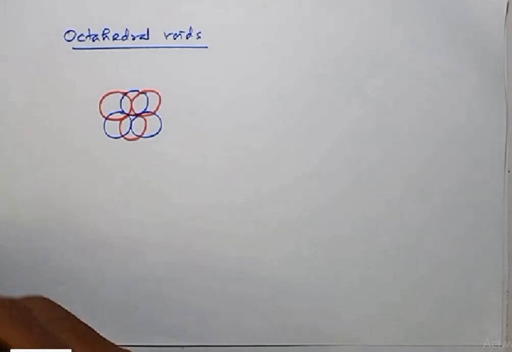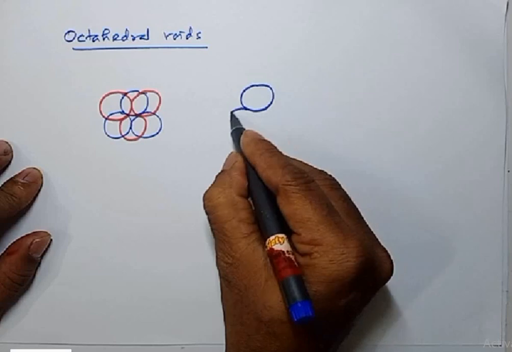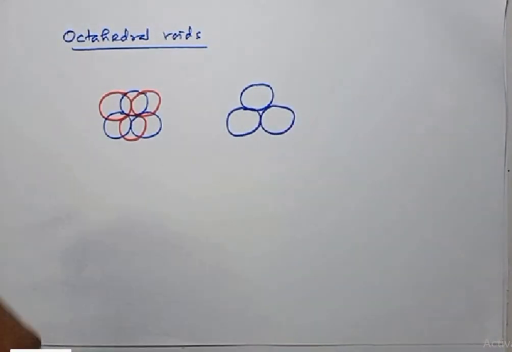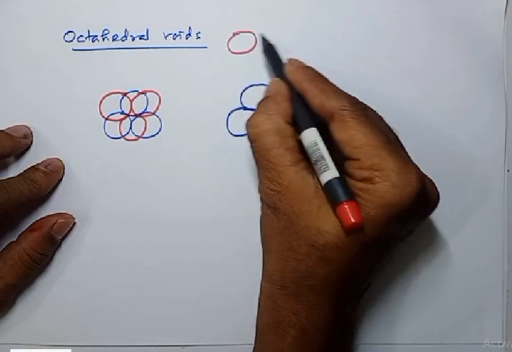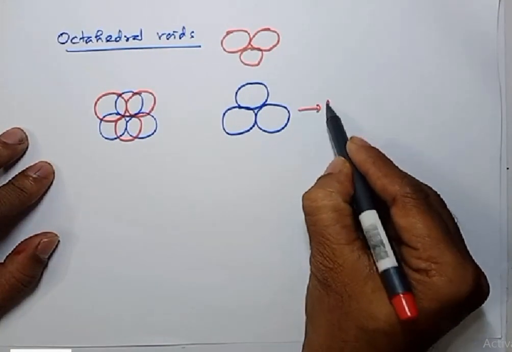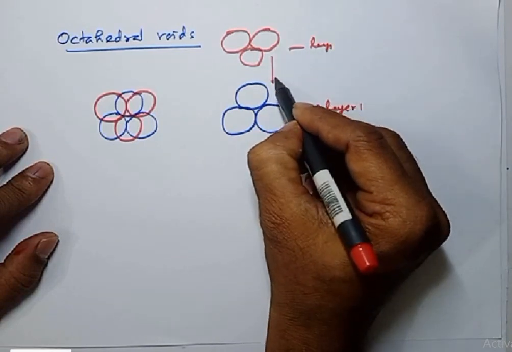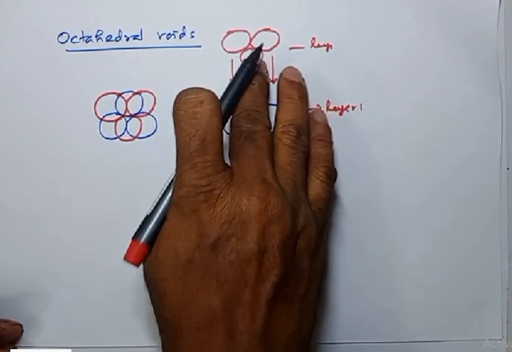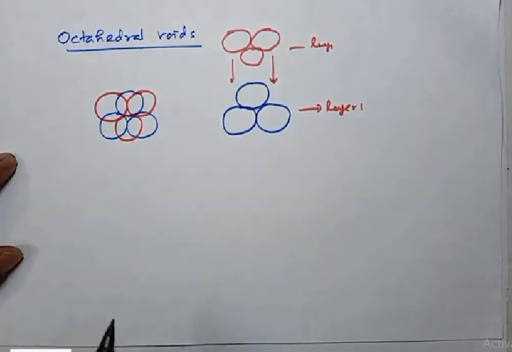I'll just draw separately and show you. Listen, I took 3 balls first, like this. Then I took another 3 balls. Let me show like this: 1, 2, and 3. This is layer 1. This is layer 2. Now you place the top layer on this. If you place it, you will get a structure like this.